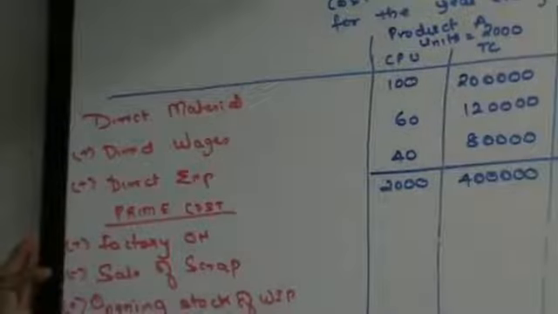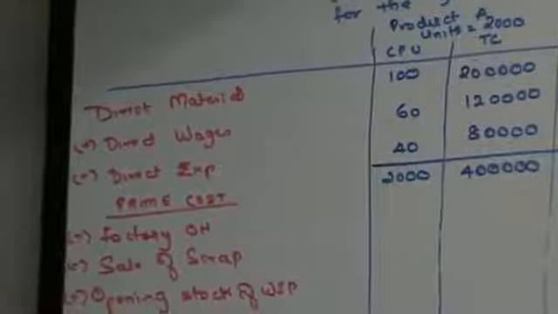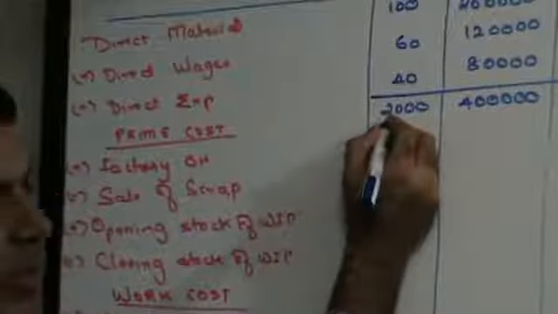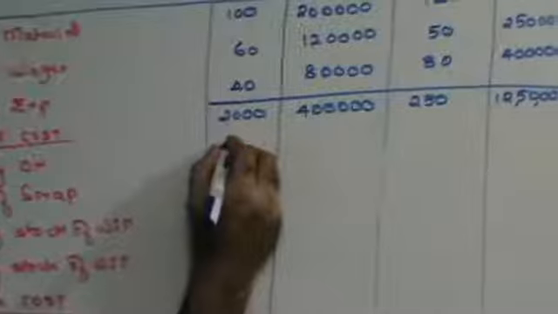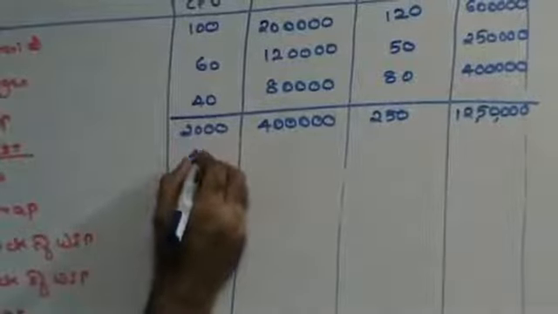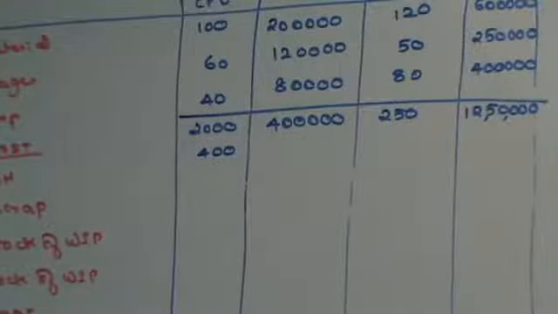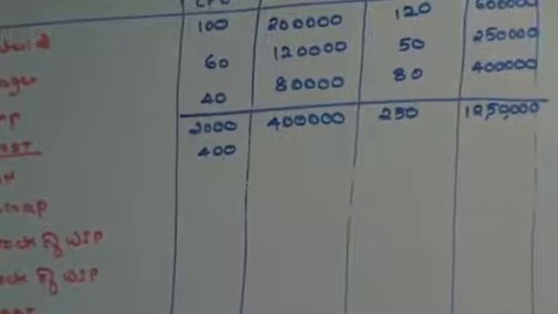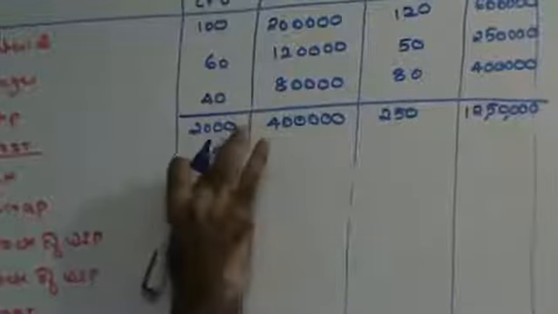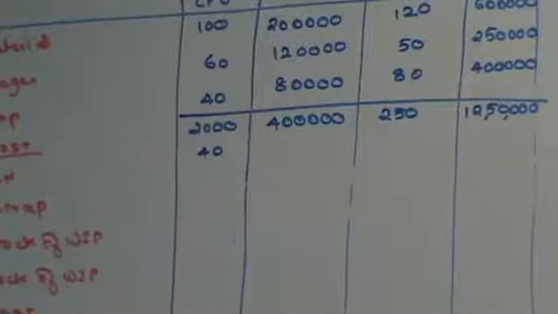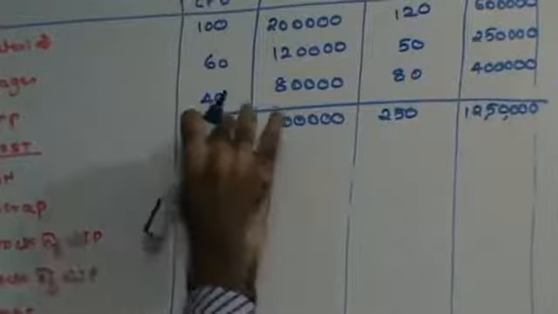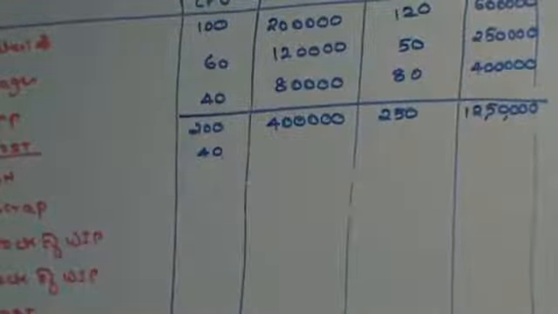Next, let's see adjustment number 1. Factory expenses are charged at 20% of prime cost. So 20% of prime cost. So factory overheads is going to be 40. This is not 2000, this is 200. So 200, 20% is going to be 40.